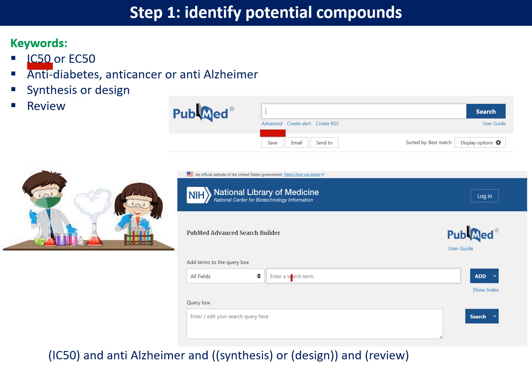The next one, I search for similar terms with anti-Alzheimer's, and I click AND. Next I will find the compounds with synthesis or design. I also enter that here and click AND. And the next one, I will add review papers, because I want to have more compounds, so I want to include the review papers. I add it in the box here and click AND.